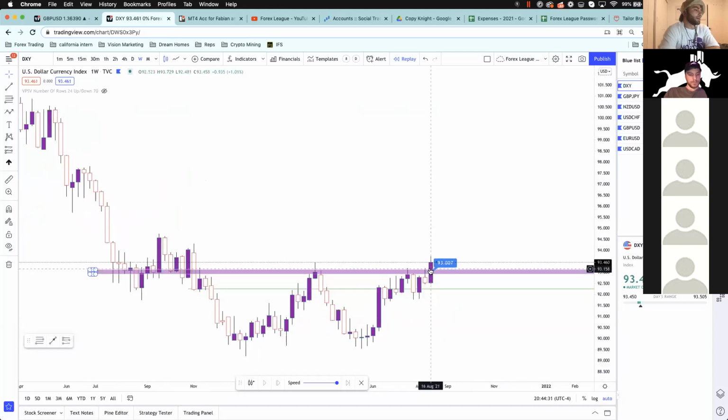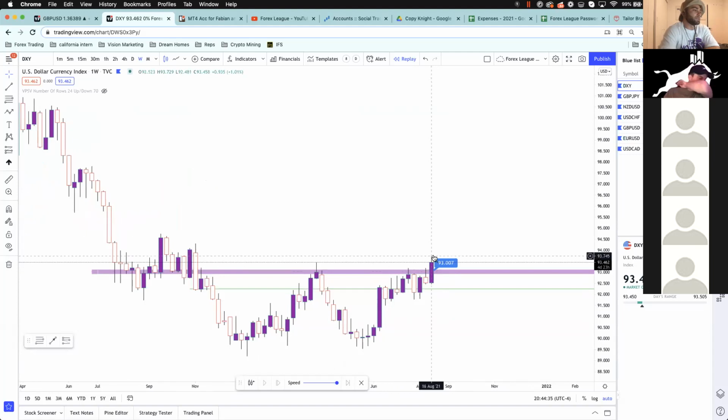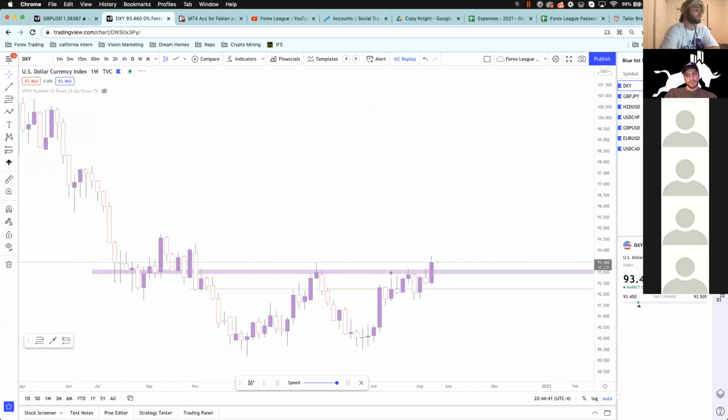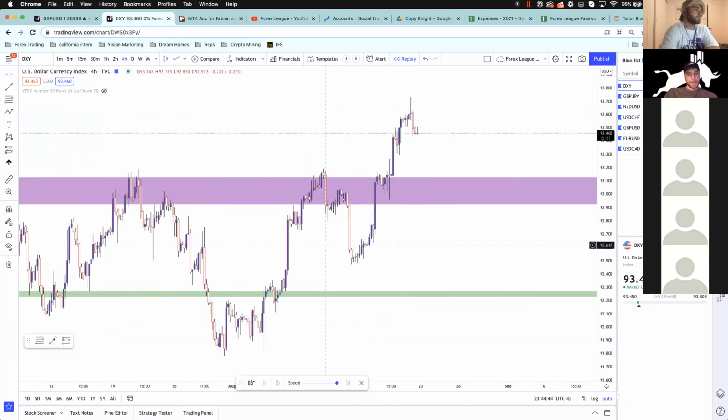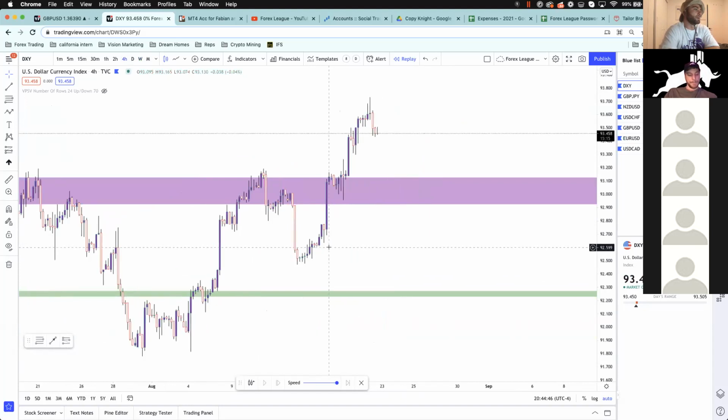So DXY is on a little bit of an ascension here. It's been moving up since June, and now last week we had this large push up above the resistance level. This 93 zone is a very key zone. So coming down to the 4 hour, now that we broke above the resistance, we need this thing to find support back at this 93 level.